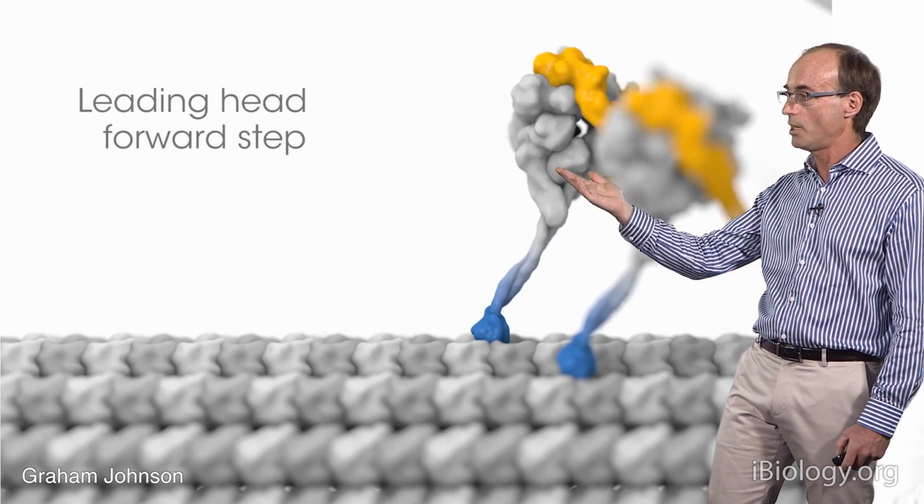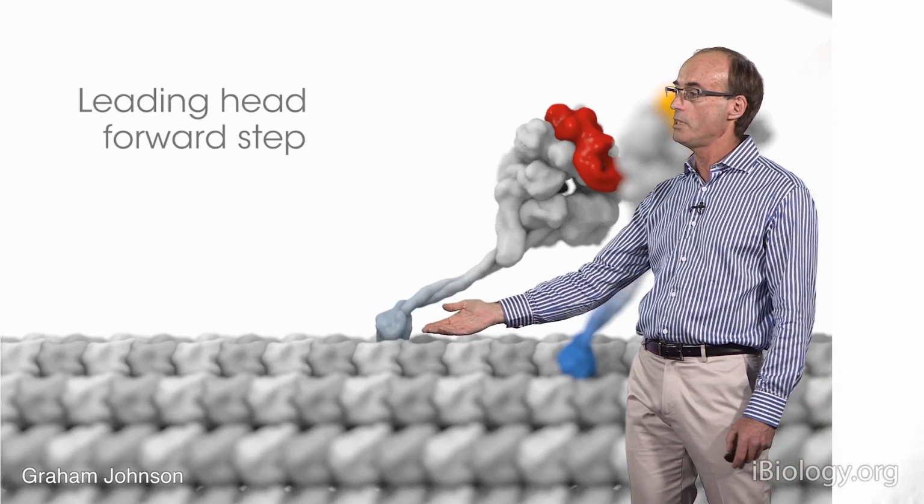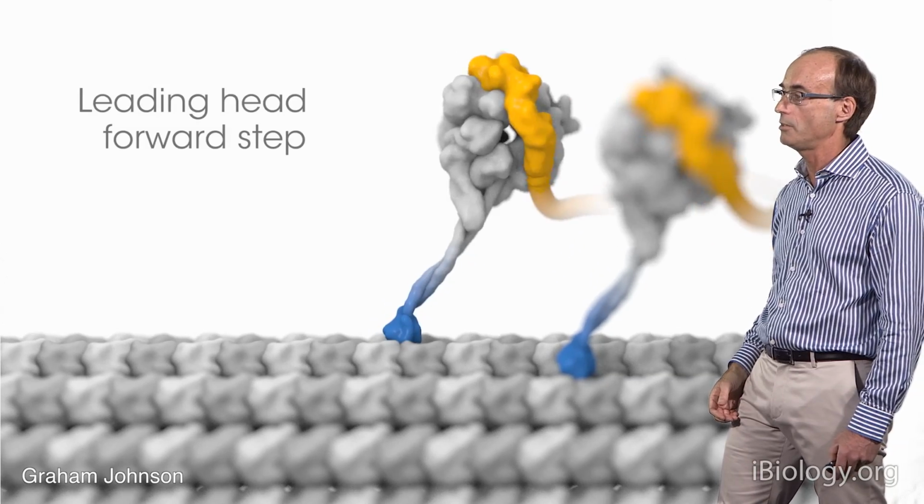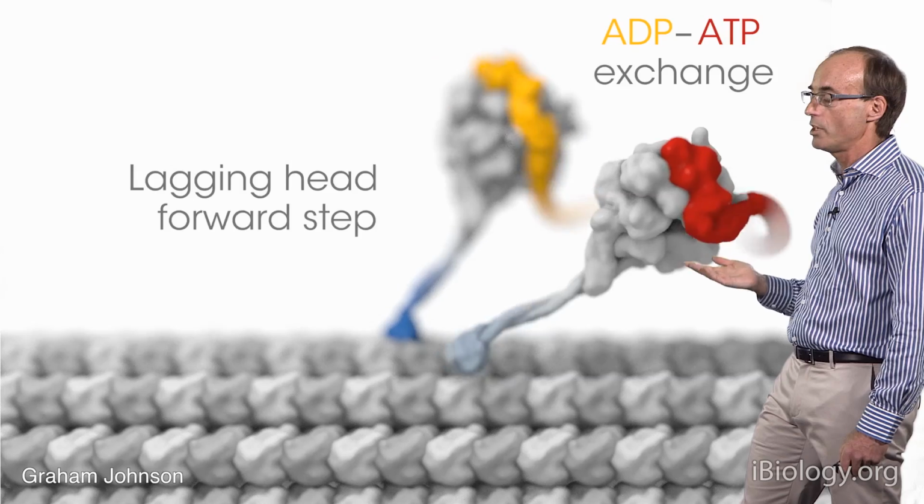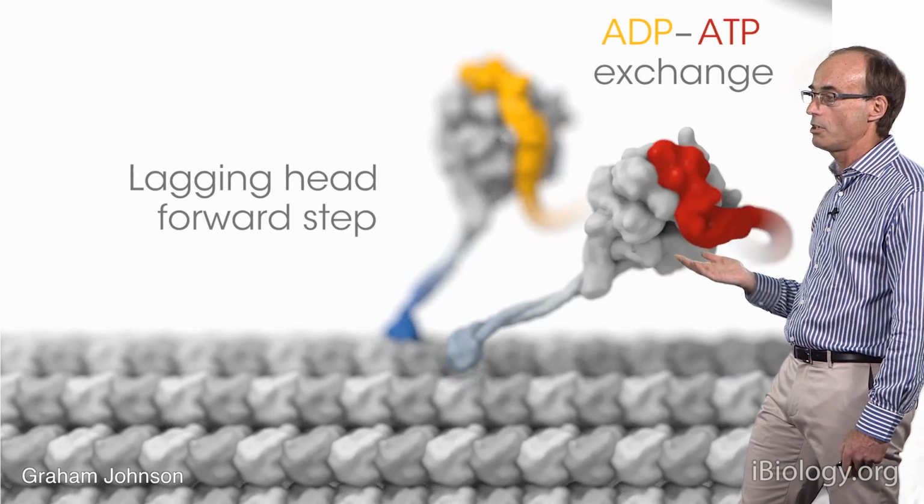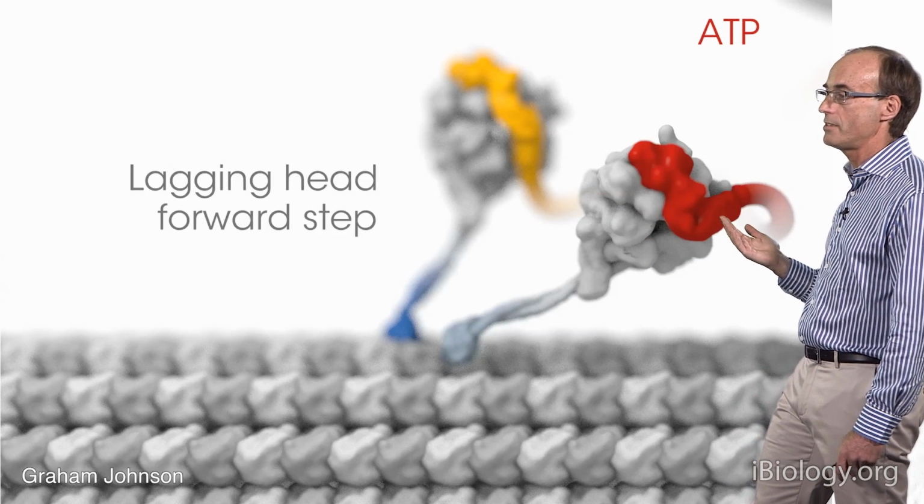So here, this leading head takes a step forward. It's jiggling around, and now it redocks onto a microtubule binding site. Now you'll see the rear head take a step. It took a step forward. You can see this linker undergo a conformational change from this yellow state to this red state.